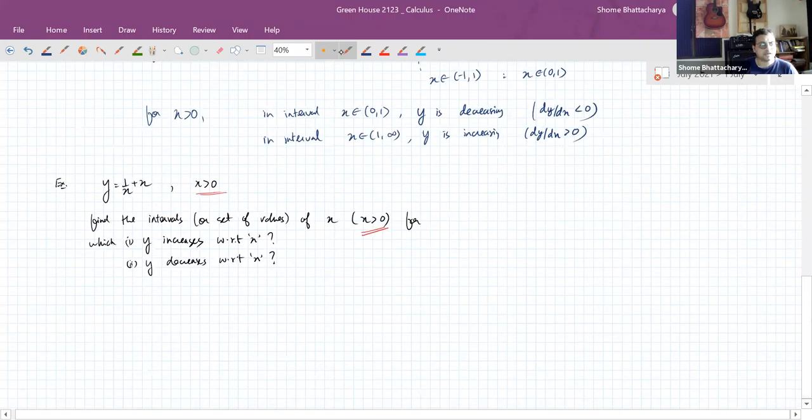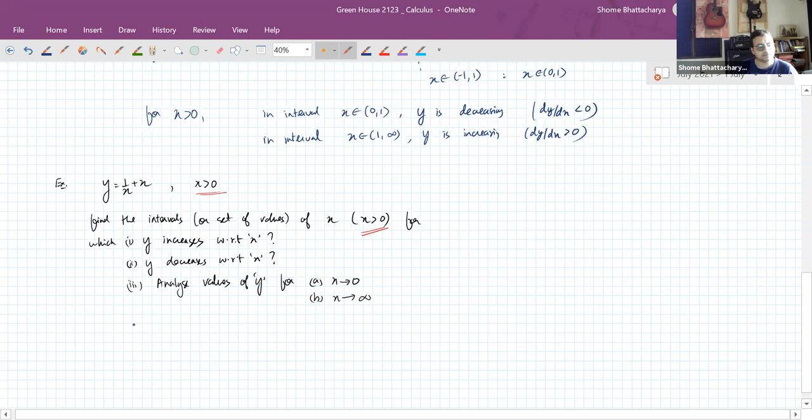Okay. So now we'll add one more part to this. Analyze the values of y for x tending to zero. Because x can't take the value 0. Why? Because the question has already specified that x should be greater than 0. And also, we have a 1 by x term. So 1 by 0 is not defined. But when it's tending to 0, we can still define it.